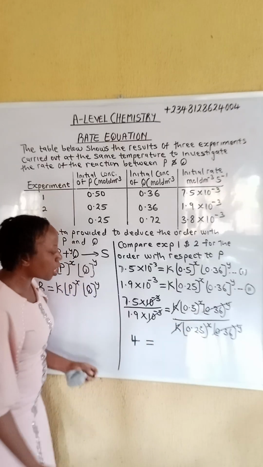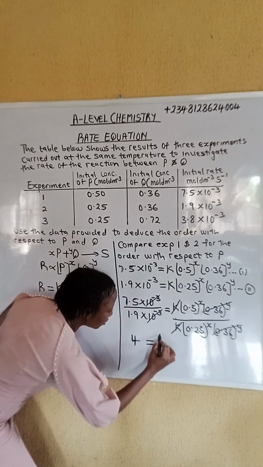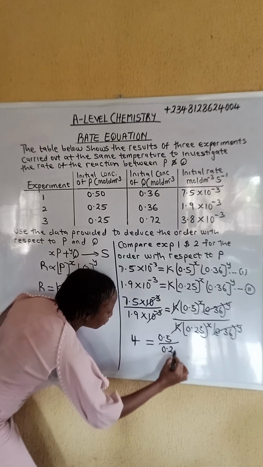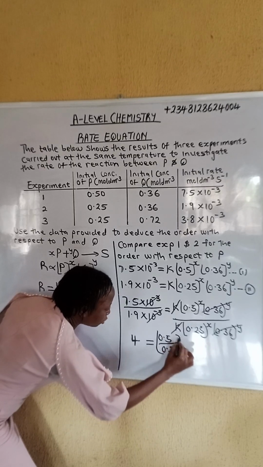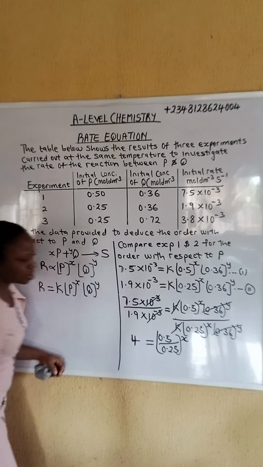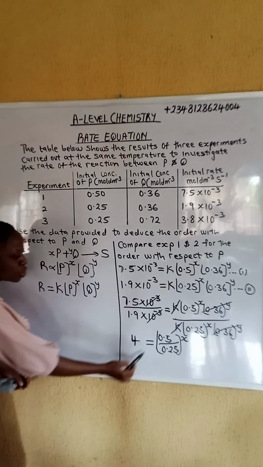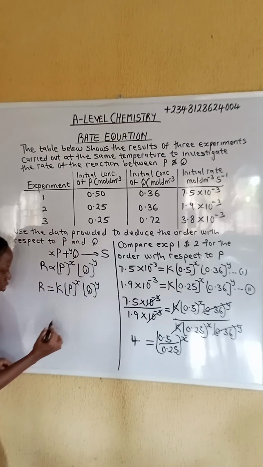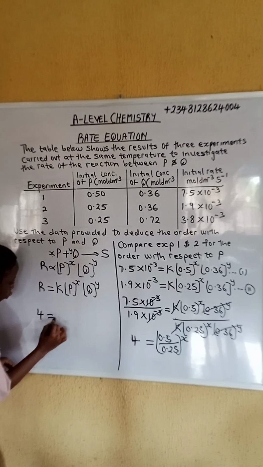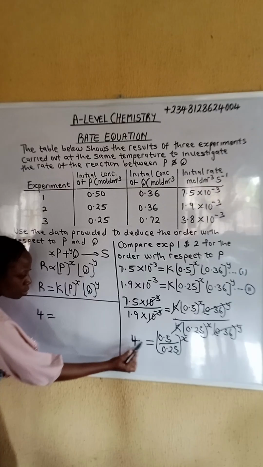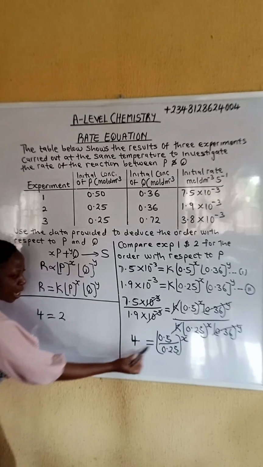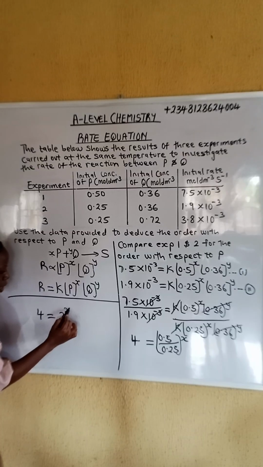Then equal to, at this side, we are left with 0.5 raised to power X divided by 0.25 raised to power X, which is 0.5 divided by 0.25, then everything raised to power X. So 0.5 divided by 0.25 will give us what? So 4 equal to 0.5 divided by 0.25, which gives us 2. So that will be 2 raised to power X.